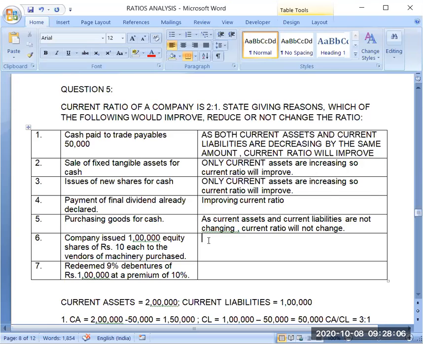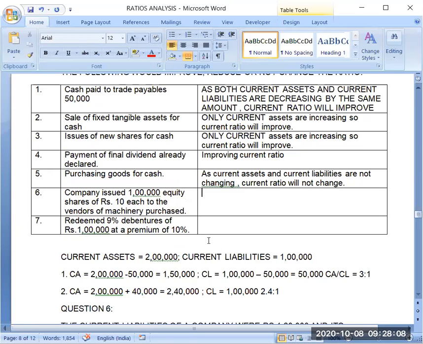Okay. Now point number six, company issued 1 lakh equity shares of rupees 10 each to the vendors of machinery purchased. So now what is happening? First thing, that you have purchased a machinery. It is not a component of current assets. So that's why your current assets will not change. Then you are issuing shares, but you are issuing shares for consideration other than cash. So you are not receiving any cash. That's why your current assets will not change.